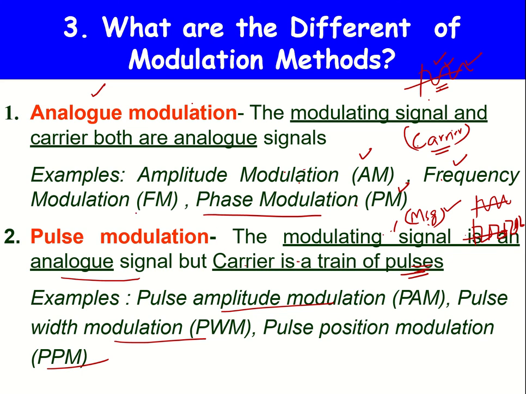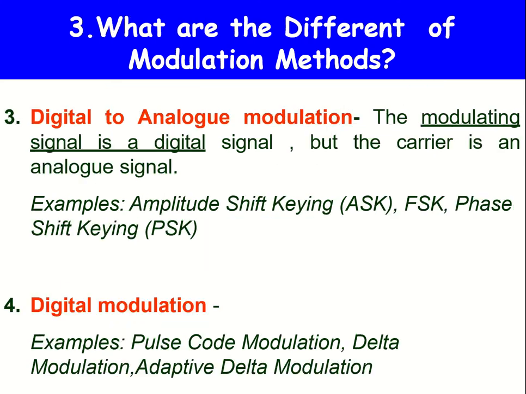Similarly in pulse modulation, if the amplitude is changing, that will be the pulse amplitude modulation. If the width is changing, it will be pulse width modulation, and if the position of the pulse is changing, that will be the pulse position modulation. Similarly, we have digital to analog modulation. Now the message signal is digital, but the carrier is analog. That is the digital to analog modulation.